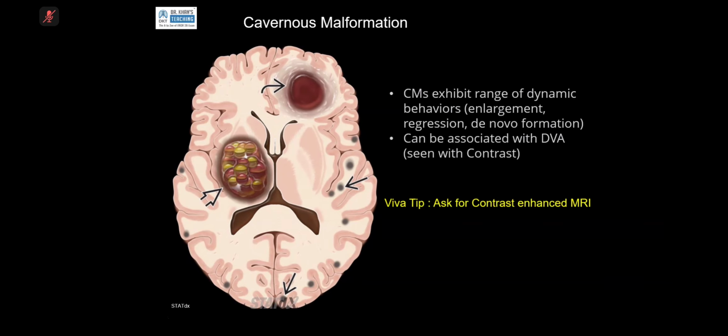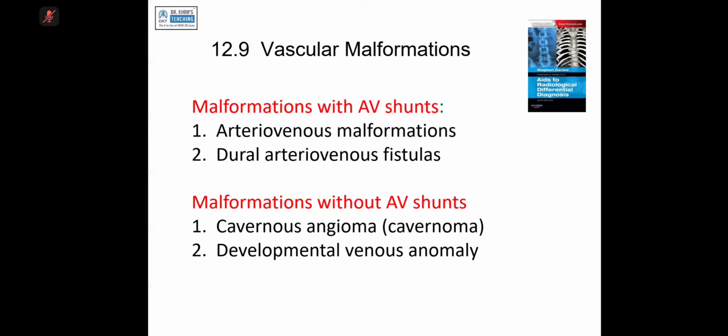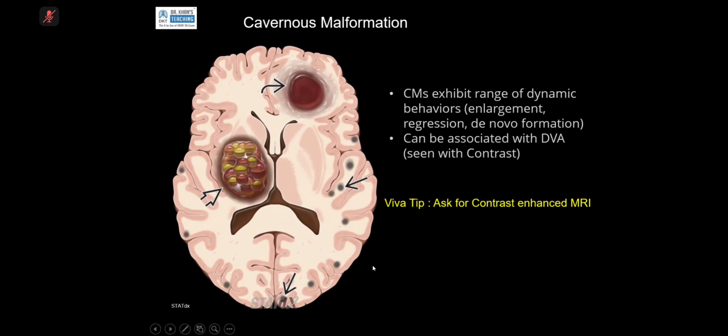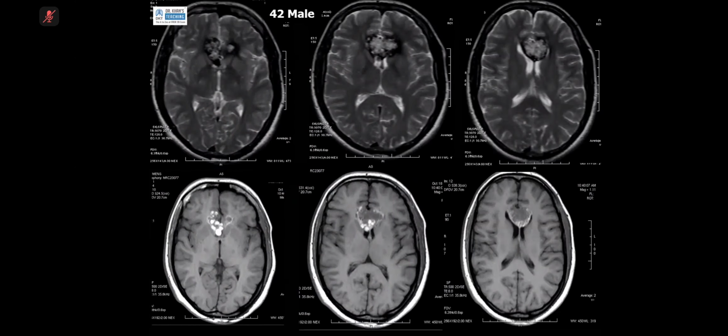Because about 30 to 35% of cavernomas, it all depends which reference you refer to, are associated with developmental venous anomaly. This DVA was known as venous malformation before. Now we call it developmental venous anomaly. So tell the examiner that I want to see any associated developmental venous anomaly.